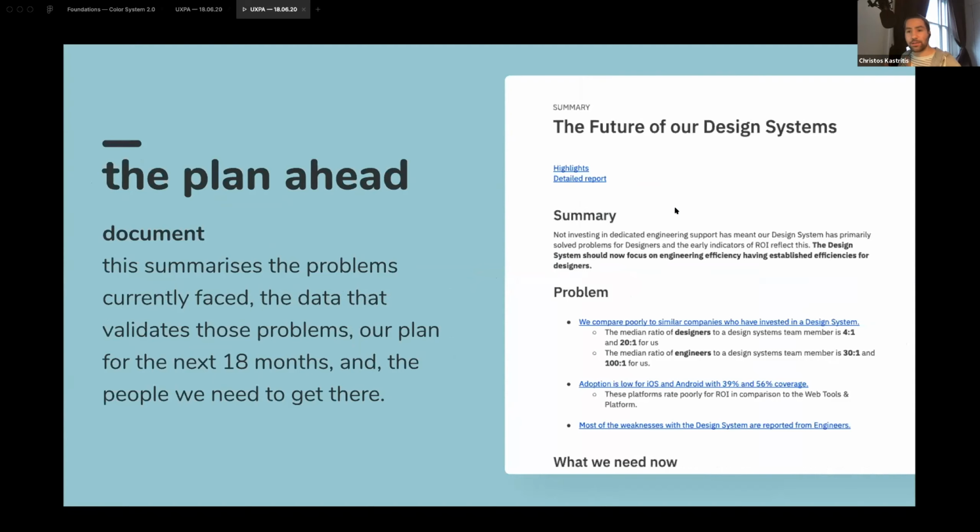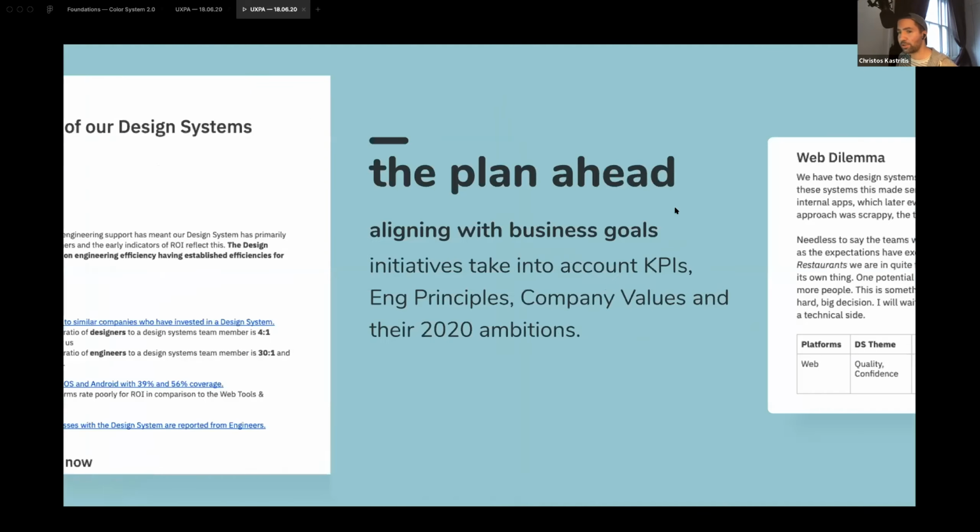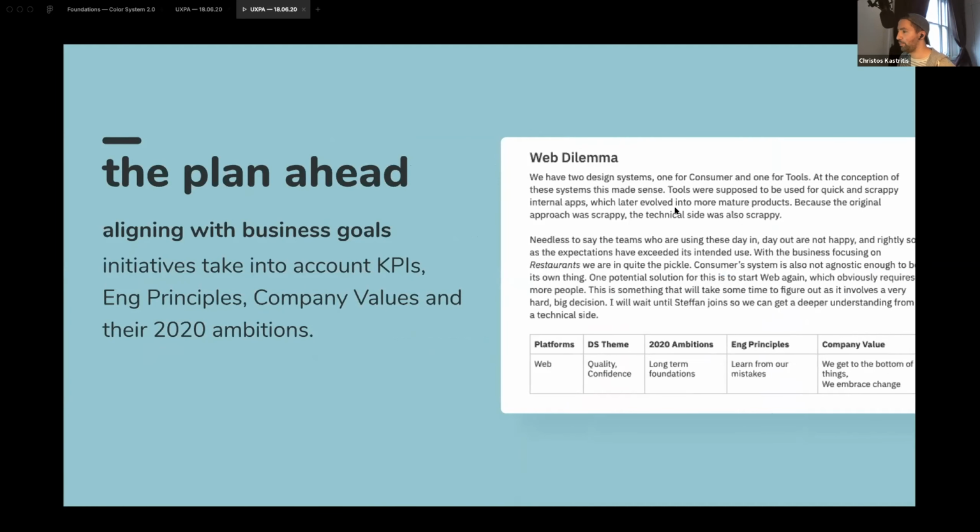And so at the end of all this, I was able to put together a really detailed doc that would summarize the problems that we were facing, the data that validates those problems, our plan for the next 18 months, and the people we really need to get there. And so we'd surface this up to our CTO. Everything was all good, and then COVID happened and ruined everything. Could be worse though, could be worse.